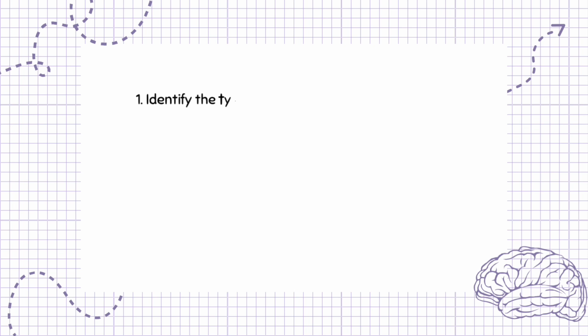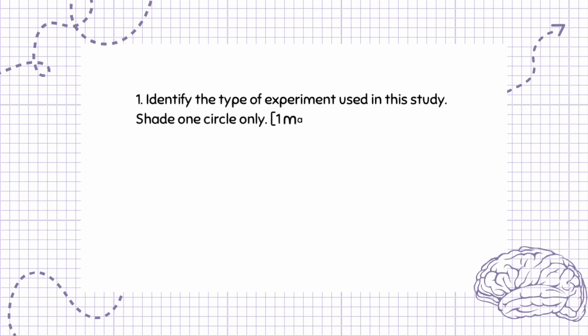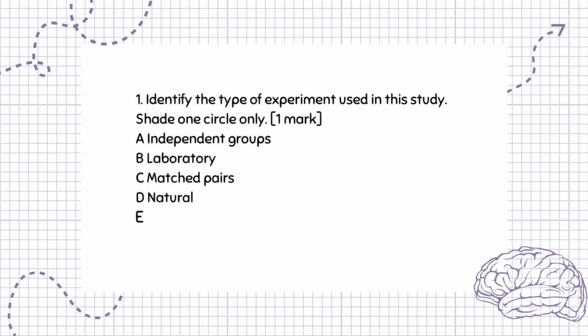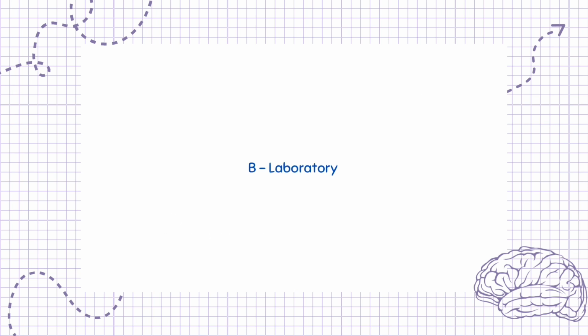Question 1. Identify the type of experiment used in this study. Shade 1 circle only. 1 mark. A. Independent groups. B. Laboratory. C. Matched pairs. D. Natural. E. Quasi. F. Repeated measures. The answer is B. Laboratory.